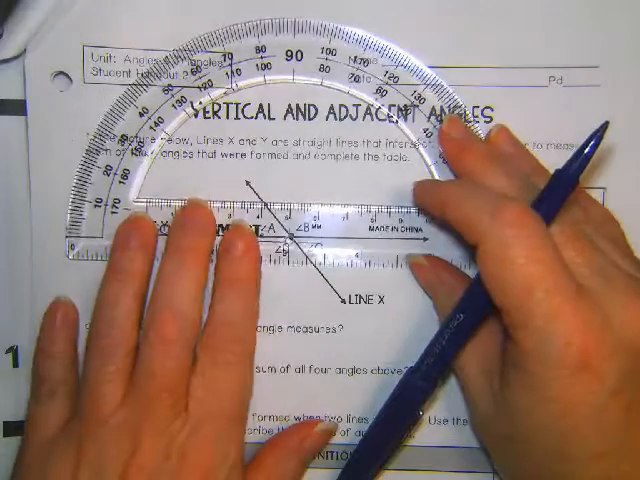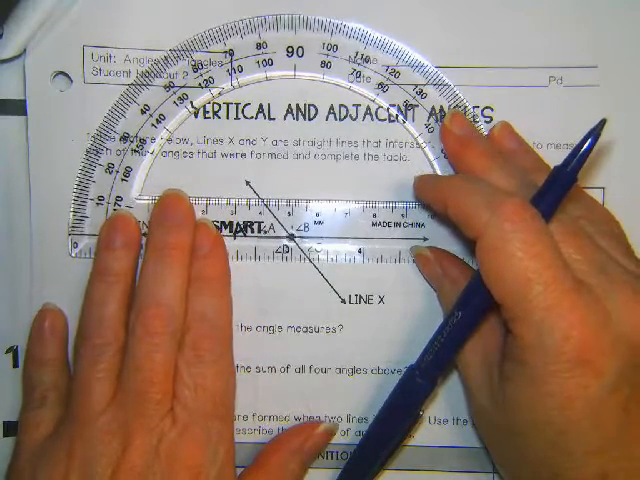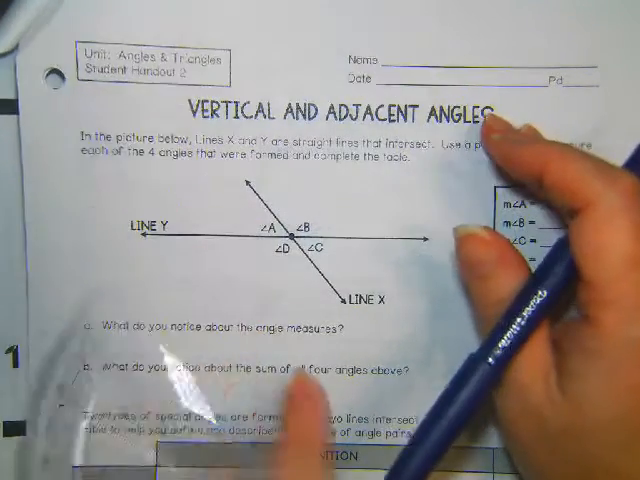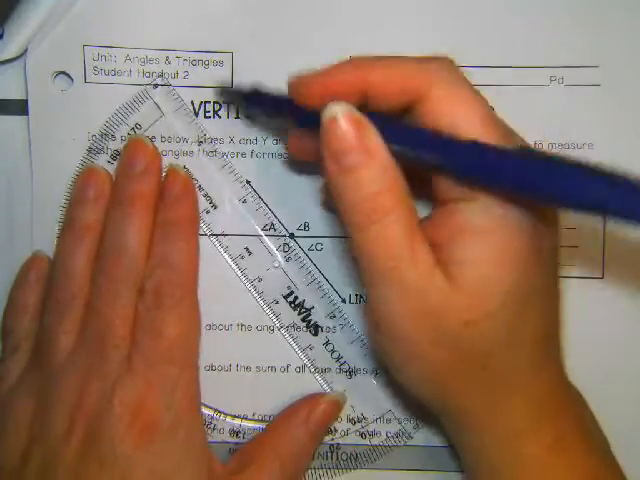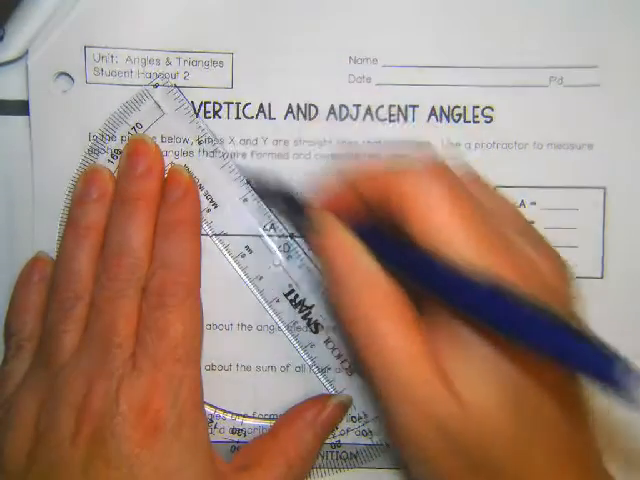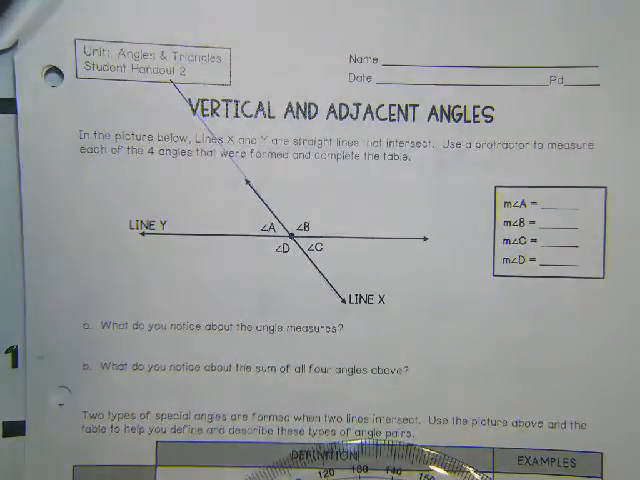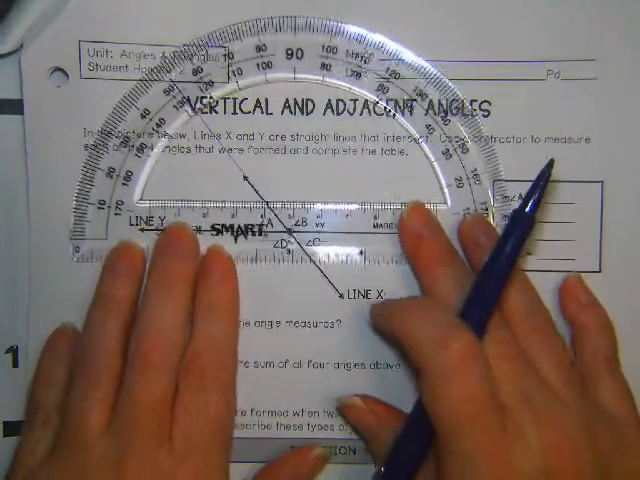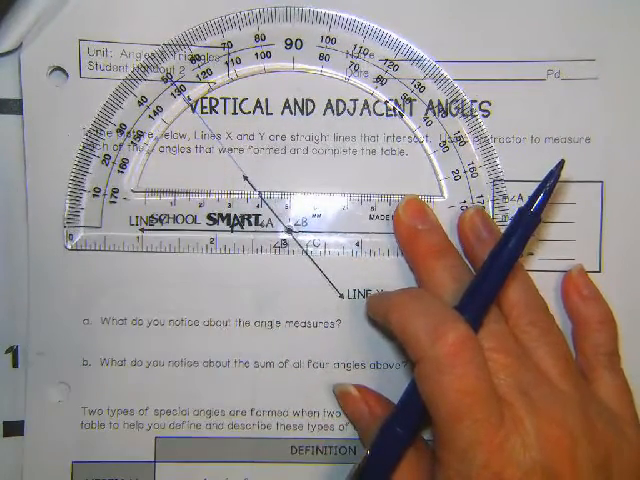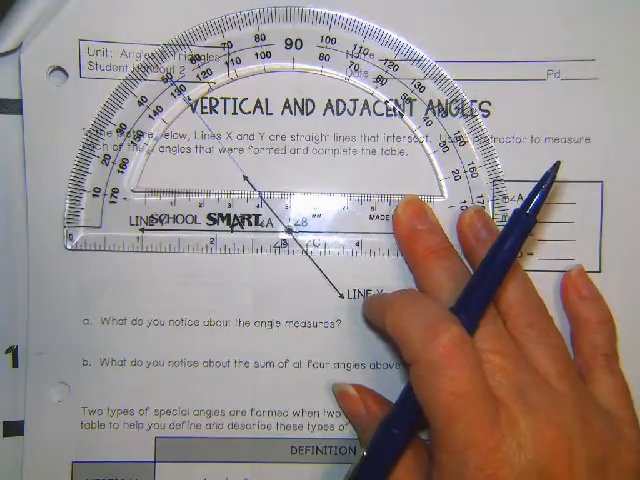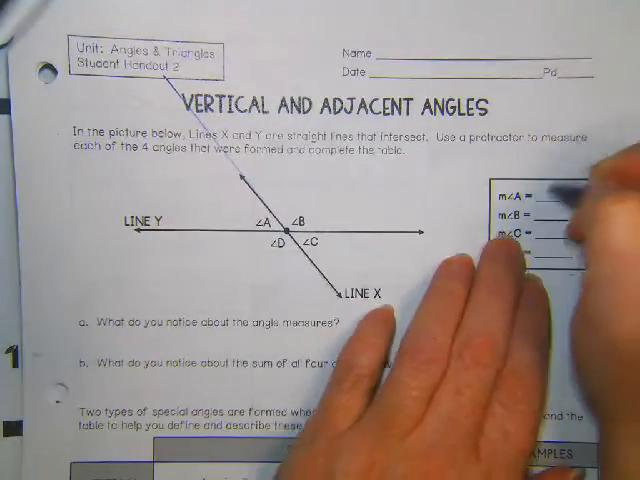Alright, so here's our first one. We'll measure angle A first. Whenever you're measuring angles, sometimes it's nice to extend the line so that if you're using a protractor, you can actually see where it will cross. So I like to extend my line. When I extend my line, I can see that it crosses at about 50 degrees. So angle A would be 50.